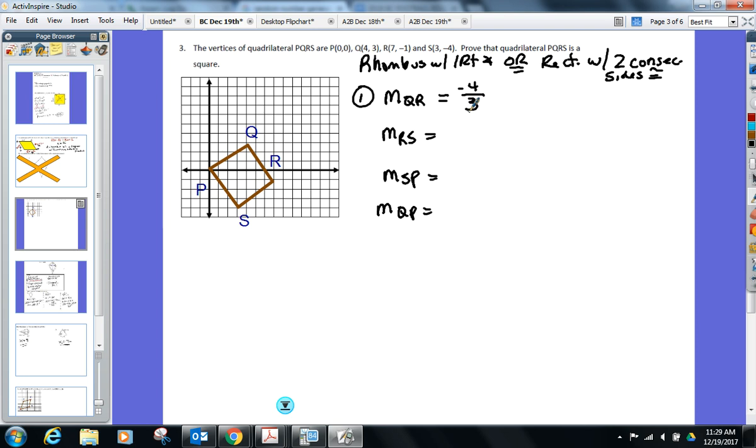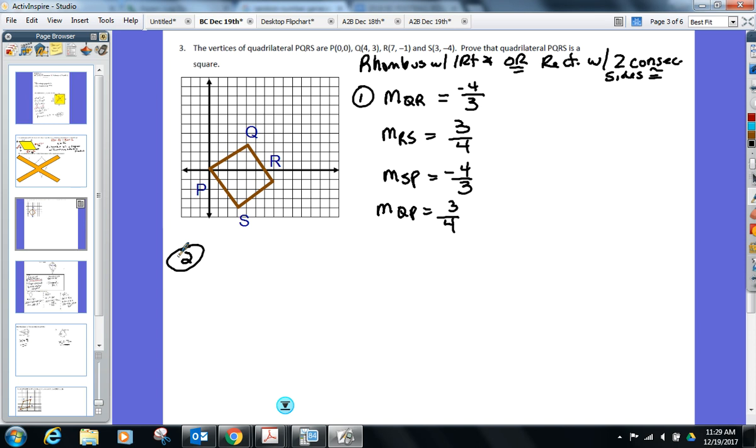Okay, here we go. Group 1, what do you got for me? RS? 3 over 4, okay. SP, group 2. How about QP, group 3? Okay, nice job, everyone. Everyone's got it. Those are my slopes. Tell me what you know about the lines now. Based on those slopes, what do you know about the lines?